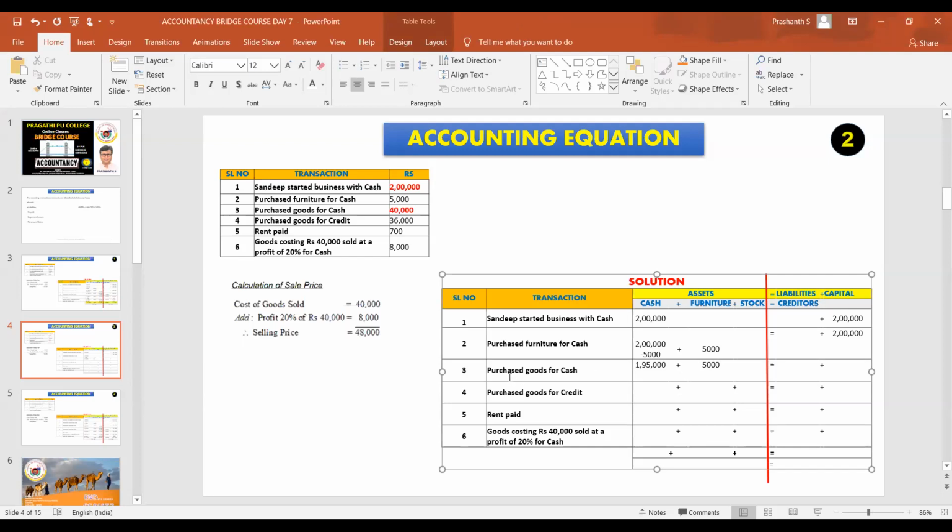Next, plus 40,000 stock. Purchase goods for cash. That means purchase of goods for cash is 40,000 rupees. Cash means we need to remove. First, we'll put this stock here. Plus 40,000. That means 40,000 rupees. Clear? Yes.